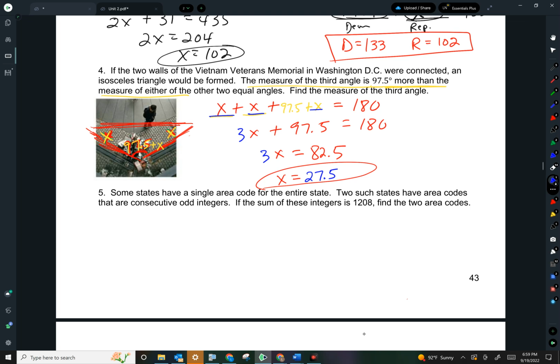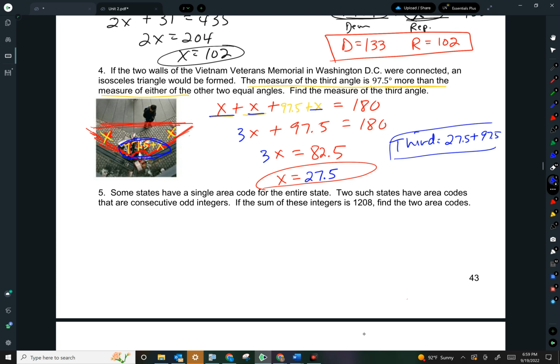So did we answer the question? It says, find the measure of the third angle. Well, this is the one they're calling the third angle. So the other two were 27.5. So doesn't that mean the third angle is going to be the 27.5 plus the 97.5? So whatever you get for that is going to be the answer to what they're asking about the third angle.